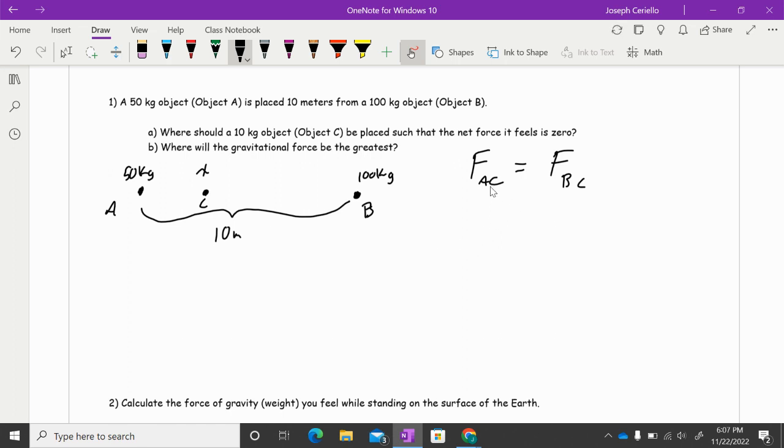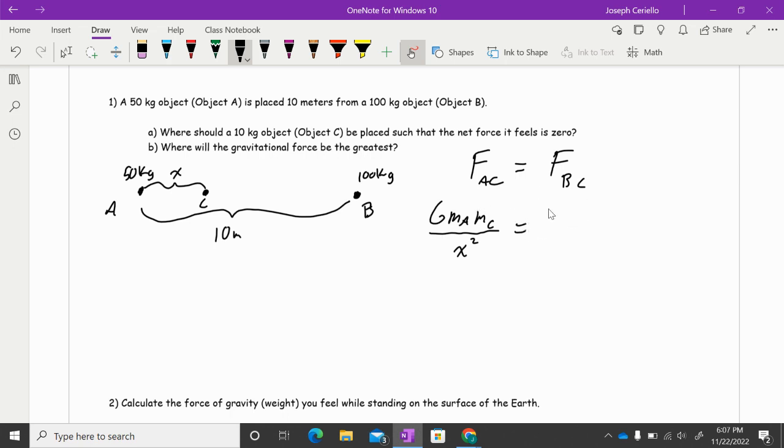So the force between A and C is going to be G, mass of A, times the mass of C, all over this distance here. What we're going to call that distance is x. Okay, we've defined that distance as x. X will ultimately be our answer. Like, where does it have to be placed?